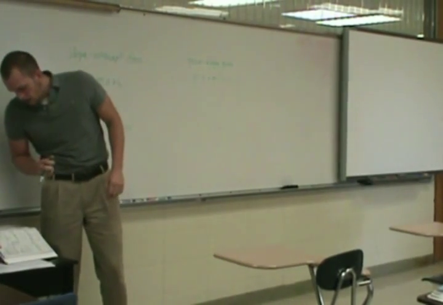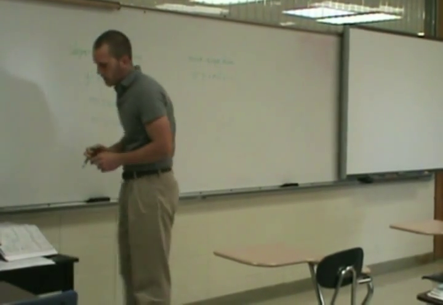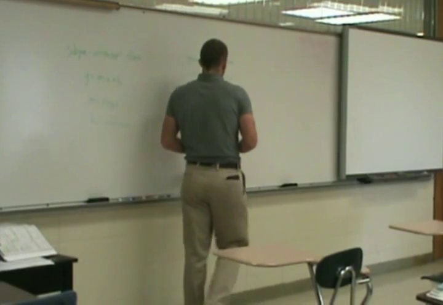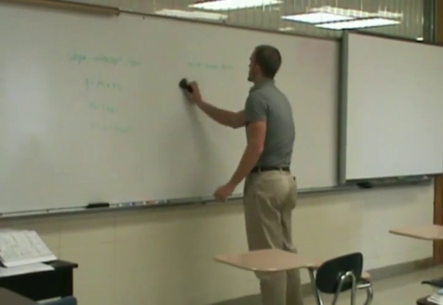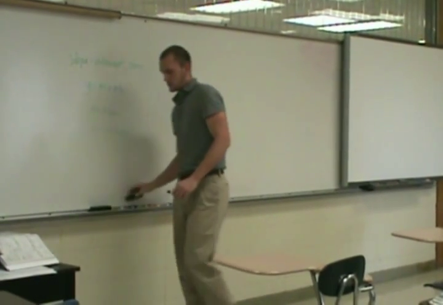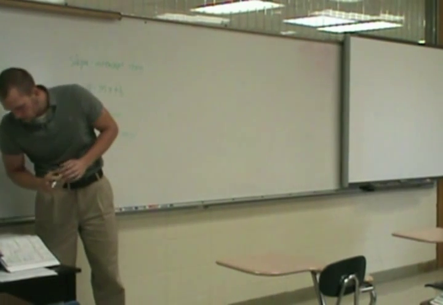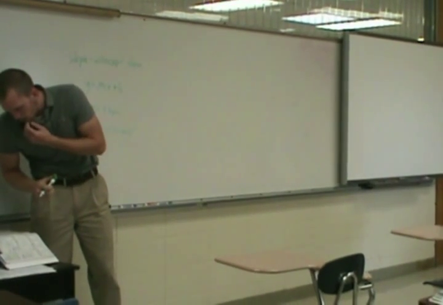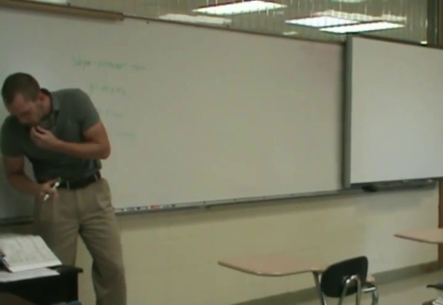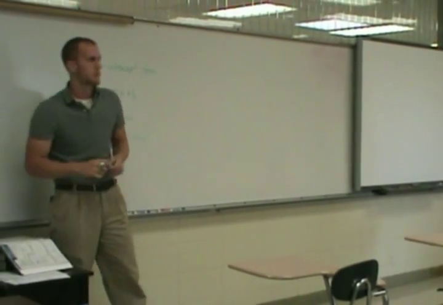Alright, so let's get to the first step. Look at example 1. Example 1 deals with the slope intercept form. So if you look at the first example, it says write an equation in slope intercept form of the line with slope 3 and y-intercept of -2.